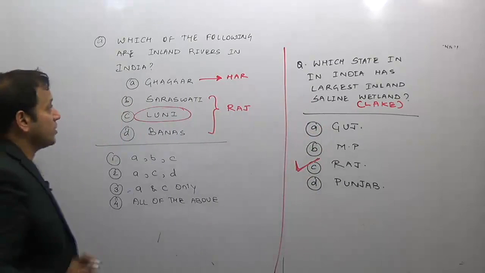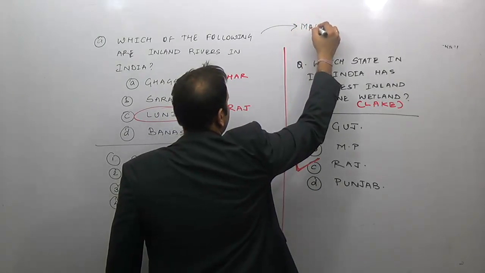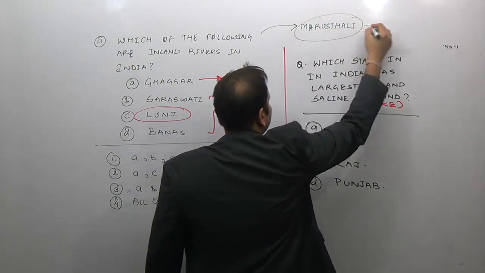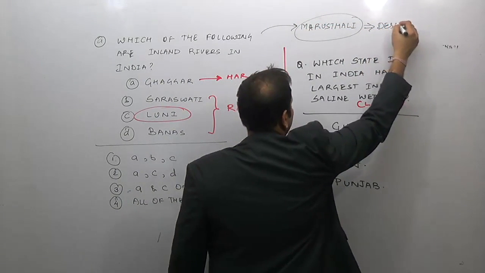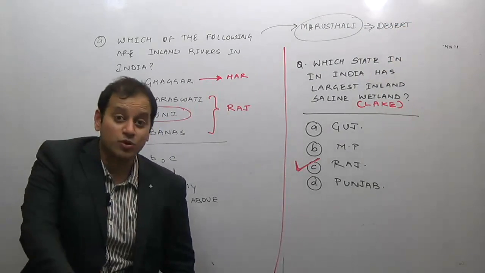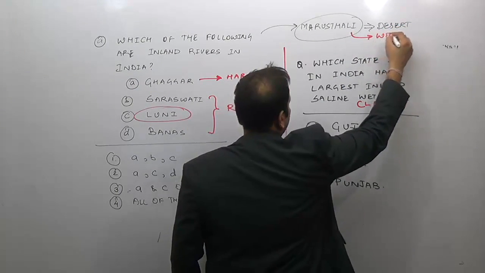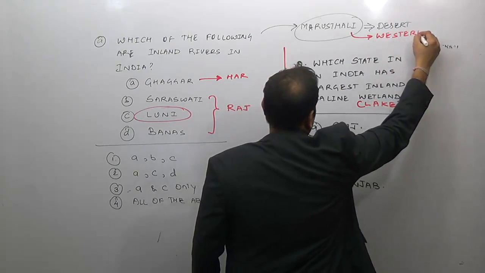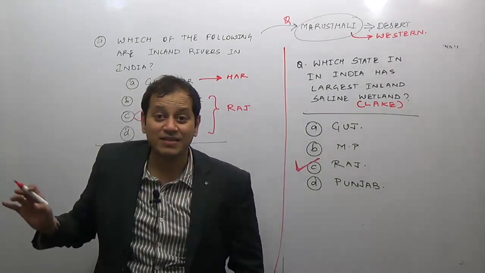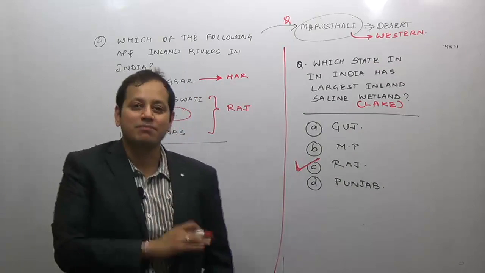The other important question is, what do you mean by Marusthali? Marusthali is desert. In Rajasthan, in Rajasthani, locally it is known as Marusthali. Which part of Rajasthan? Western, eastern? It is the western part of Rajasthan. The other important question which can be asked is whether the entire Rajasthan is a desert, yes or no? No, the entire Rajasthan is not a desert, only the western part is a desert.